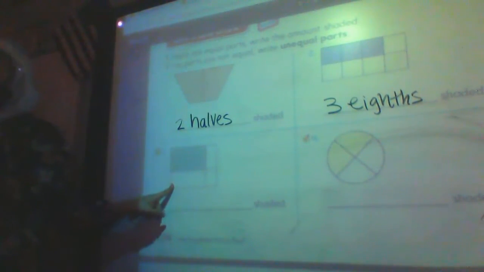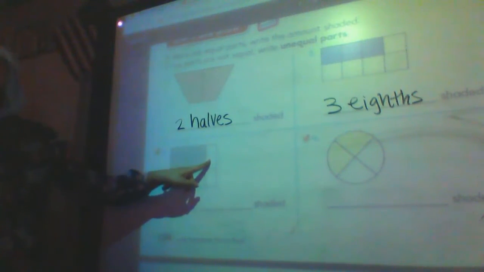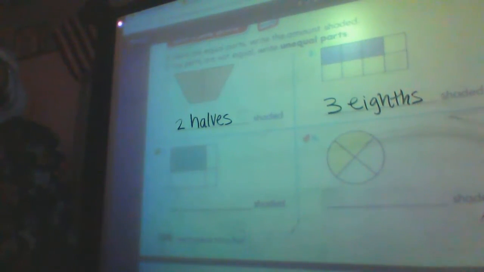Here, what about that one? What is this one? This one's the easy one. No. Those are not equal, are they? No. What is it? Unequal parts. Good job. Unequal parts.